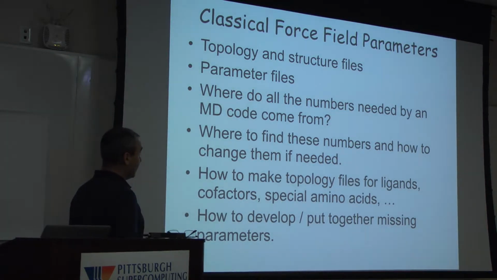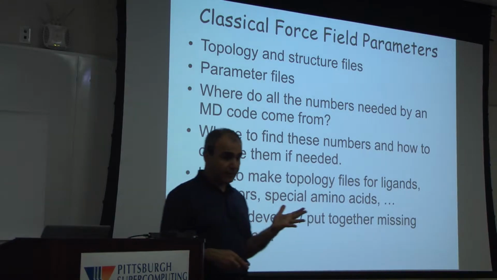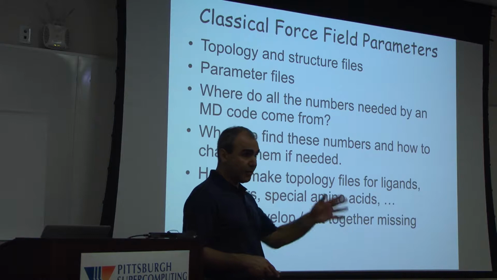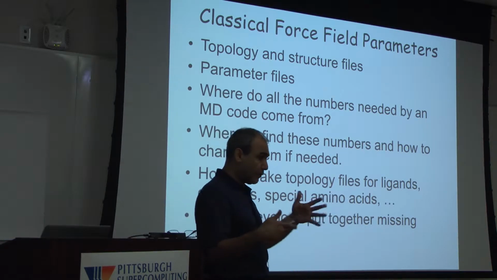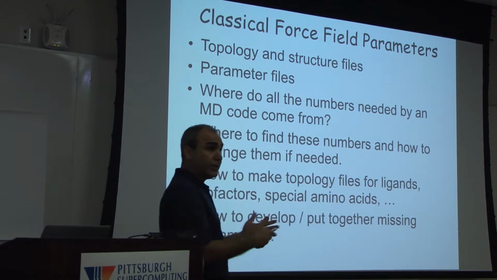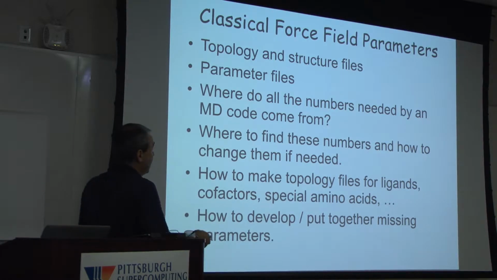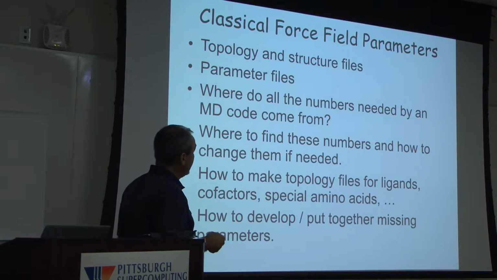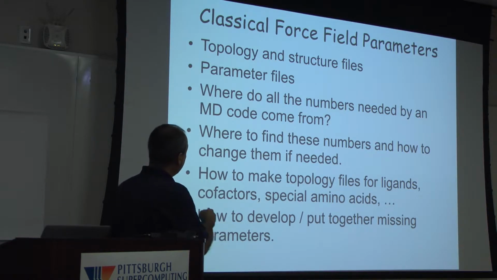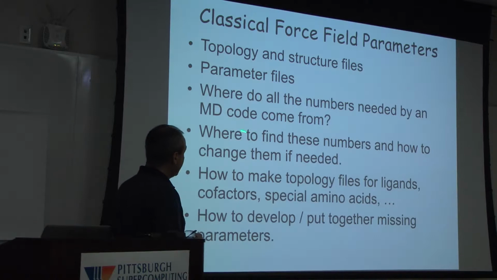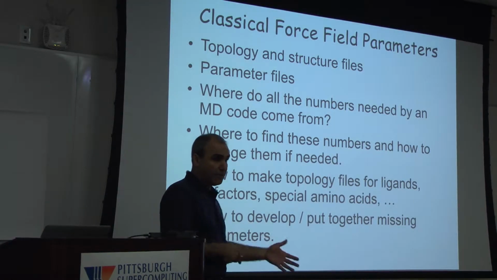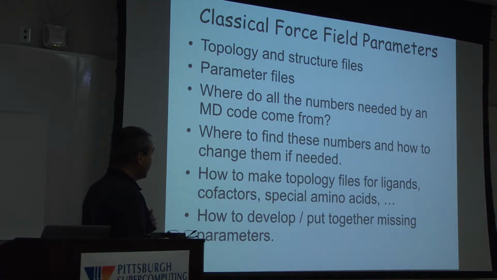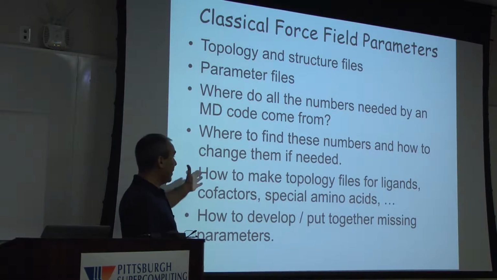Parameter files: we're going to open one of these files and look into the parameter file and see what's in there. If you want to modify something, if you want to add something to it, where to find this information, so that you feel more comfortable doing that. If you don't know where this information is, then you probably avoid it. That's a big initial barrier usually. Where all the numbers that are needed by an MD engine, NAMD, CHARMM, Amber, whatever, come from. Where to find these numbers and how to change them if you need to.